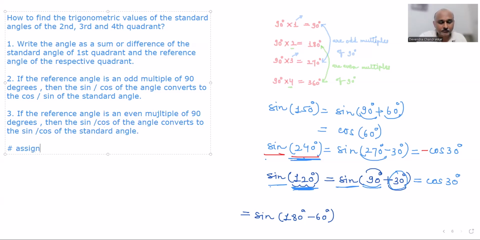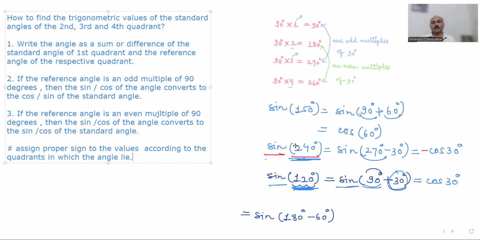Assign proper signs according to the quadrants. Assign proper sign to the values according to the quadrants in which the angles lie. So as we are aware that 240 degree was lying in the third quadrant, that's why we assign a negative sign to this value. क्लियर है बेटा सबको?